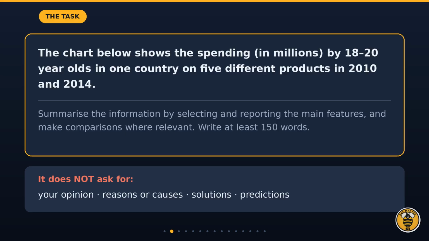Here is the task. The chart below shows the spending in millions by 18 to 20-year-olds in one country on 5 different products in 2010 and 2014. Summarize the information by selecting and reporting the main features and make comparisons where relevant. Write at least 150 words. Notice what the task does not ask for. It does not ask for your opinion, and it does not ask for reasons.